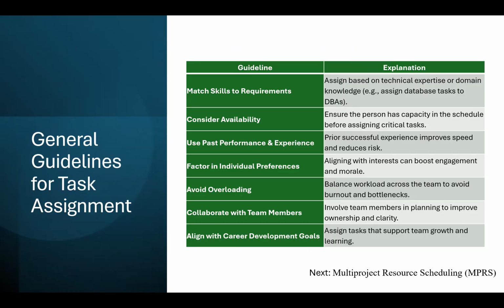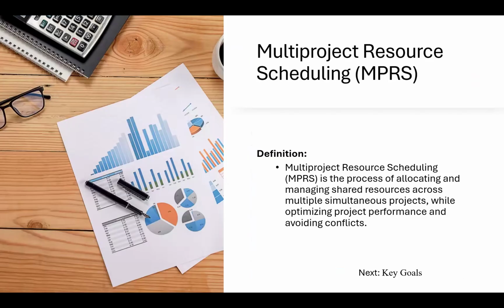There's another thing called multi-project resource scheduling. This is when you've got so many irons in the fire, wearing so many hats, there's just not enough time to do it. Here's your definition of multi-project resource scheduling.